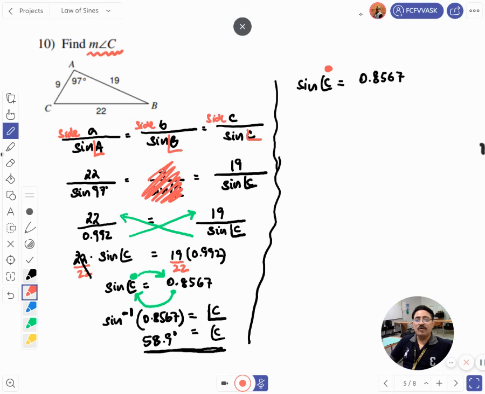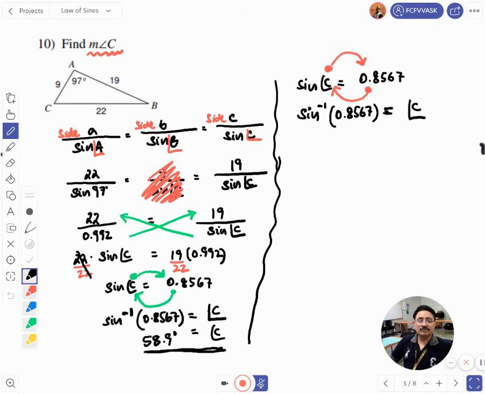If you want to figure out the value of the angle, you have to move this side and this number is to be moved here. You have to switch these values. When you do that, you have to take the inverse. Sine inverse 0.8567 equals angle C. This is the procedure. I already computed it earlier using my calculator, which is 58.9 degrees. That is the value of angle C.